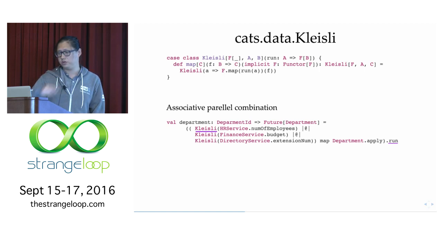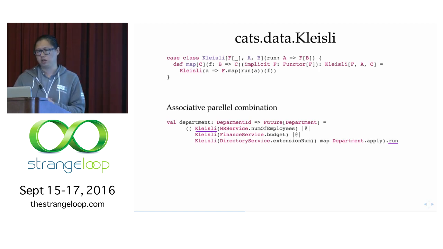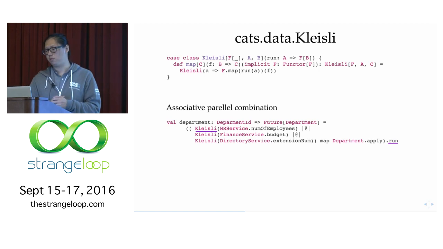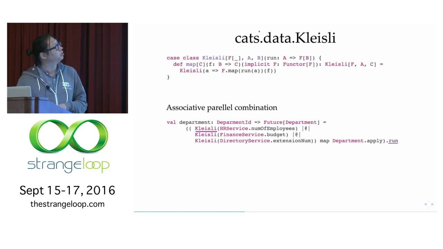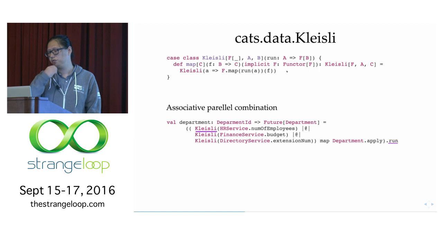We can say for the associative parallel combinator, we just use Kleisli to wrap each function. And then each Kleisli is applicative, so we can just do the same combination we did before, which is use the type fighter to aggregate them together, build a bigger Cartesian builder, and then map to the function apply. Finally you get a Kleisli out of that, and you call the .run method of the Kleisli. As you can see, the .run is just the field on the top here. It's just the function that the Kleisli contains. So you unwrap that, you get a function from department ID to future of department.